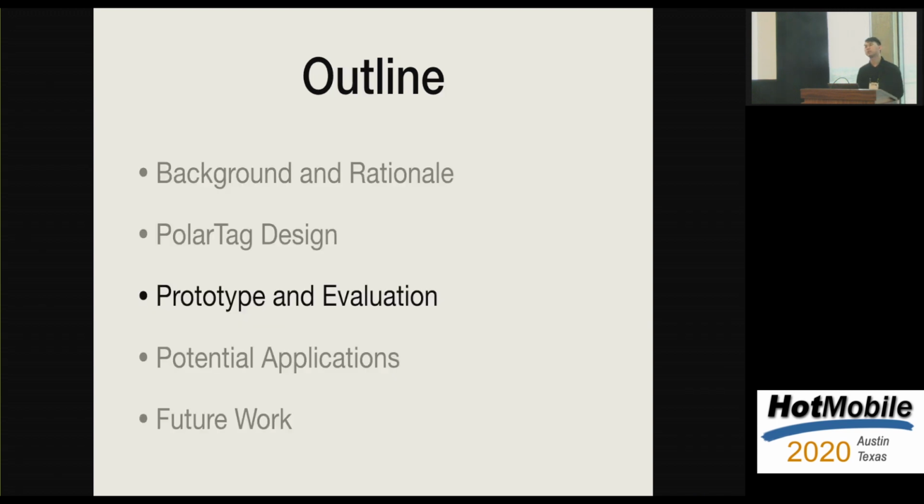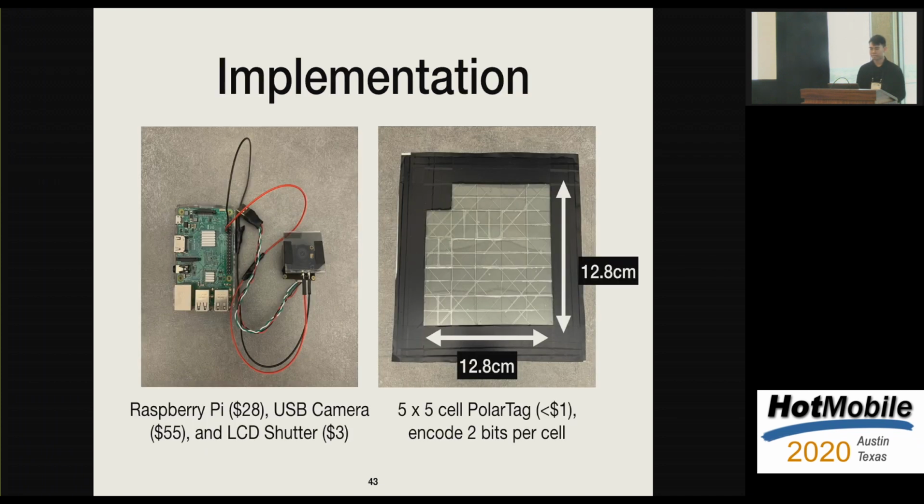We also built a prototype to evaluate our design. As you saw in yesterday's demo, our prototype consists of a Raspberry Pi connected to a USB camera with an LCD shutter on it. And we fabricated a 13 by 13 centimeter polar tag with transparent tape and linear polarizer.